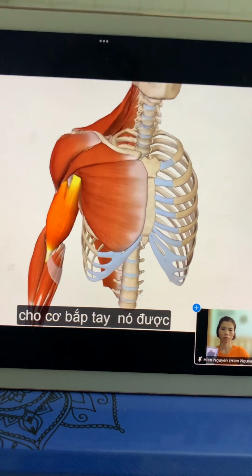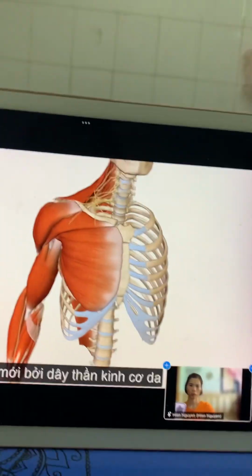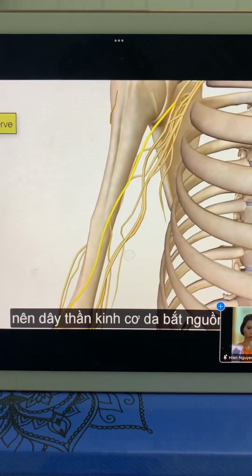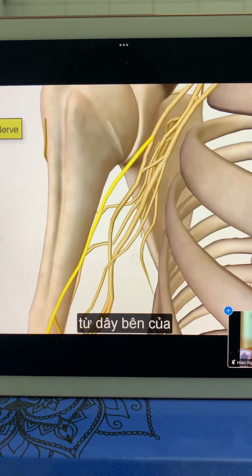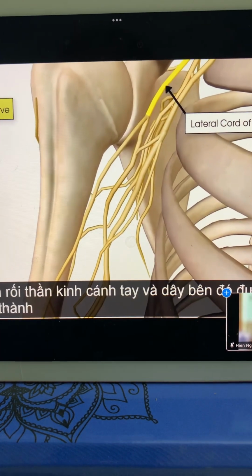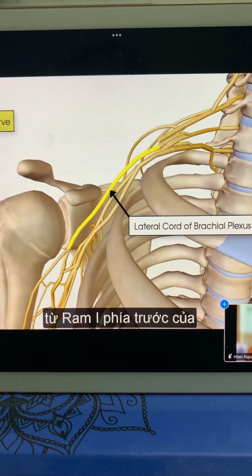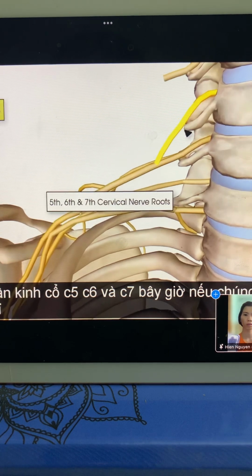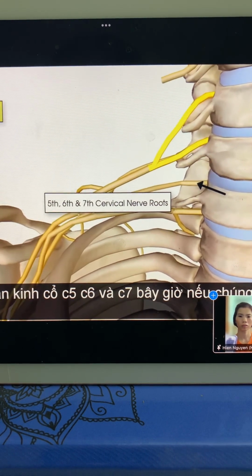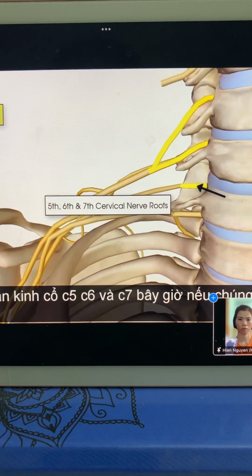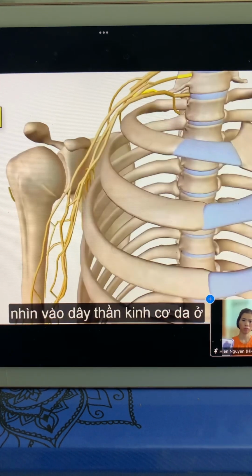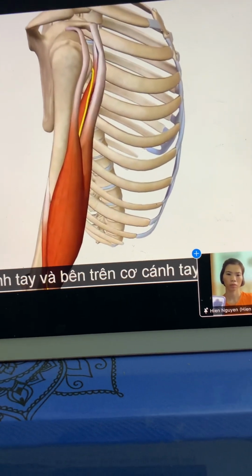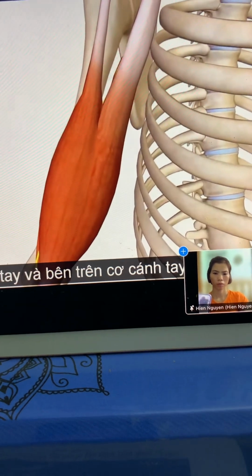So considering the nerve supply to the biceps muscle, it's innervated by the musculocutaneous nerve. The musculocutaneous nerve originates from the lateral cord of the brachial plexus, and that lateral cord is made up of the anterior rami of the cervical nerve roots C5, C6 and C7. Now, if we just look at the musculocutaneous nerve in isolation, you can actually see that it runs underneath the biceps brachii muscle and above the brachialis and coracobrachialis muscle.